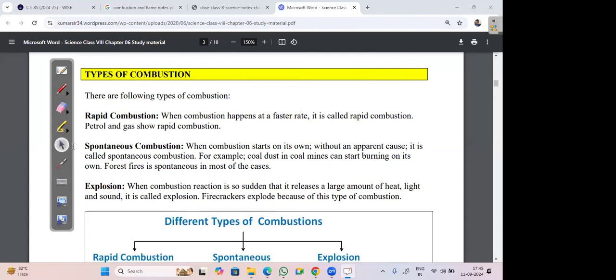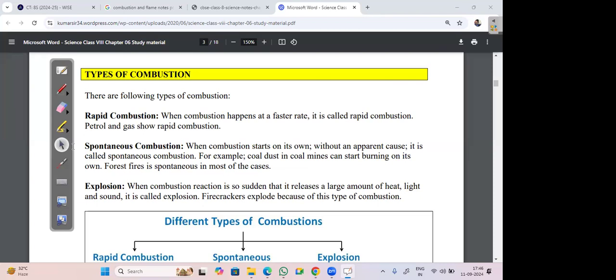Now here we have the different types of combustion. The first type of combustion is rapid combustion. When combustion happens at a faster rate, it is called rapid combustion. Like petrol and gas, they show rapid combustion. They burn quickly. A spontaneous combustion is a combustion which starts on its own.